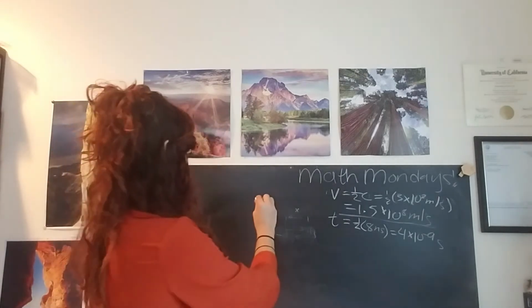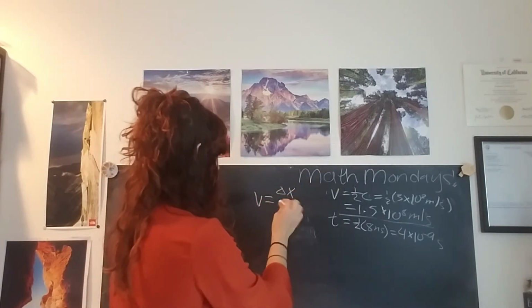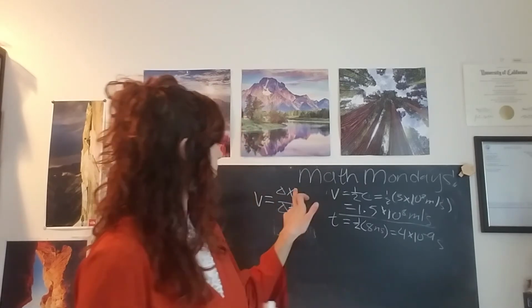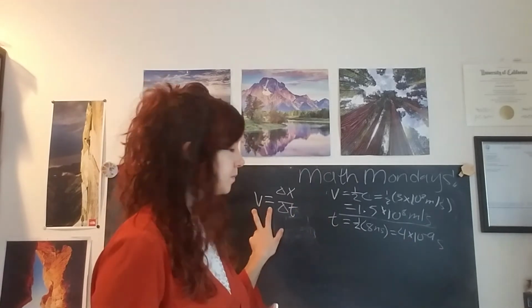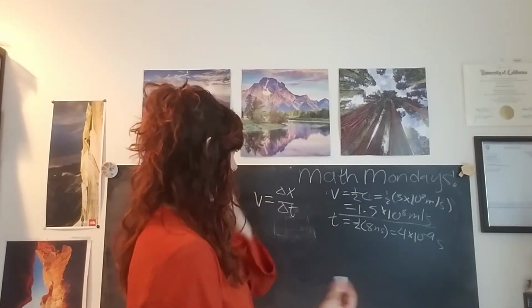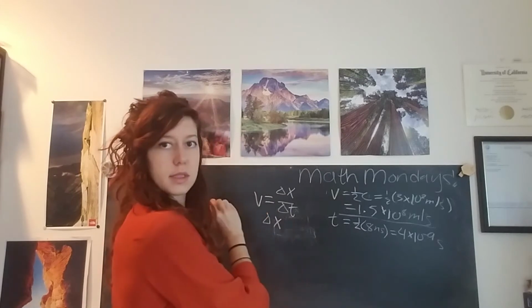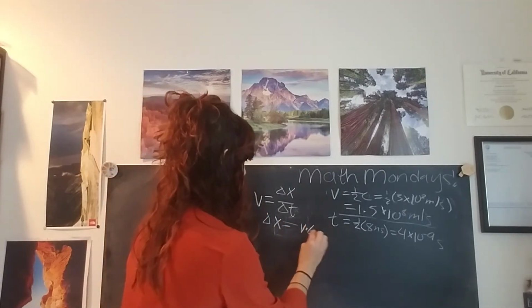I'm going to write over here to keep it out of the way. V equals the change in distance over the change in time. And so in this case, we're looking for the change in distance. We know the speed, and we know the change in time. And so we can say, okay, so delta x equals v times delta t.